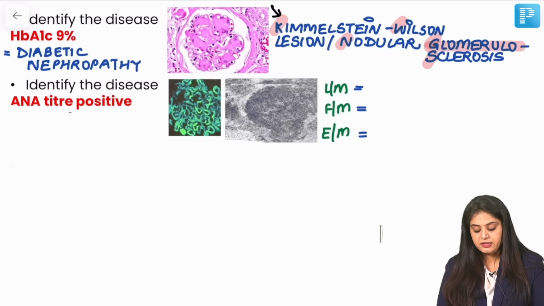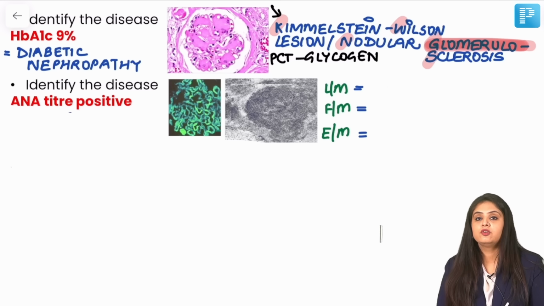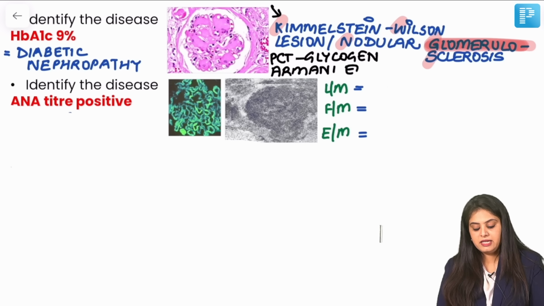So now note, this is a lesion that is occurring in the glomerulus, but last year's exam asked you what is the lesion that occurs in the PCT. So in diabetes, the PCT can show you glycogen accumulation, and that is given a very fancy branded name called the Armanni-Ebstein lesion.